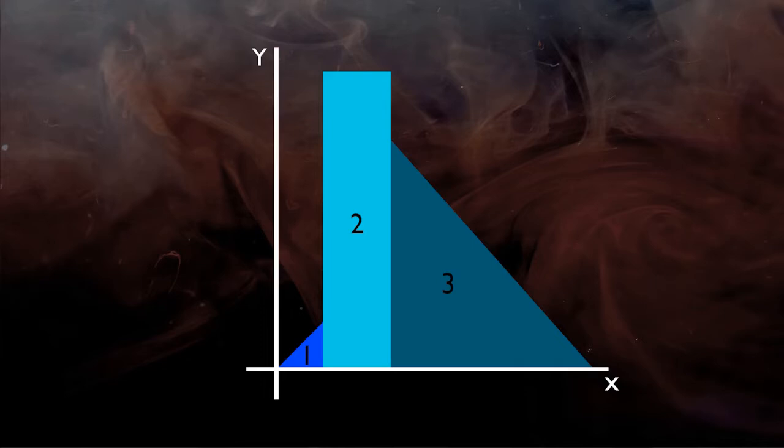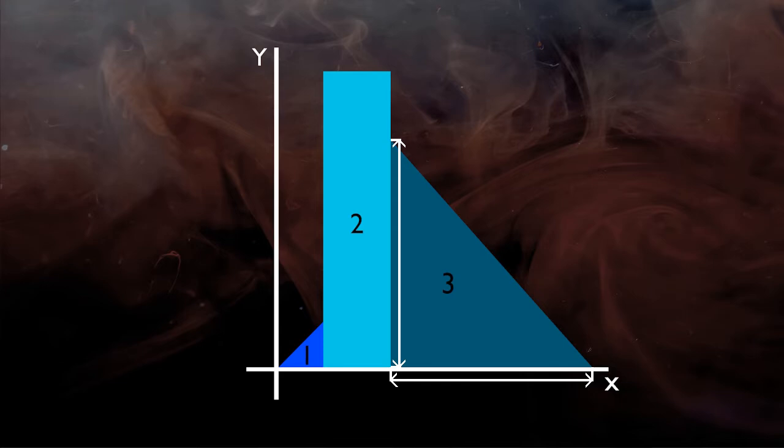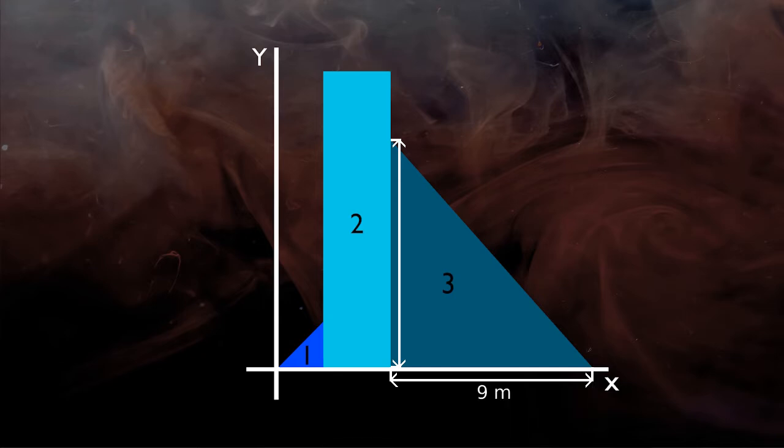For triangle 1, both width and height are given, that is 2 meter width and 2 meter height. For the rectangle, 3 meter width is given. The total height of the rectangle is 10 meter plus 3 meter equals 13 meter. For the second triangle, the width will be the total width 14 meter minus 2 meter minus 3 meter equals 9 meter. And the height of the triangle is given, that is 10 meter.